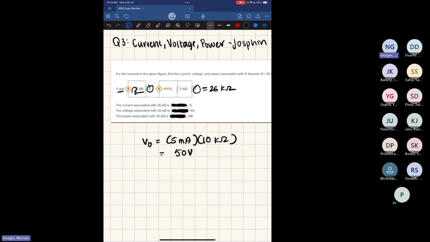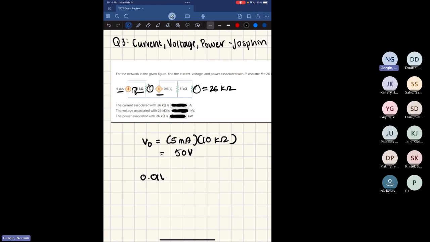And then here we have a dependent current source, which is 0.01 VO. If you plug in 50 volts, it should give you 0.5 amps.